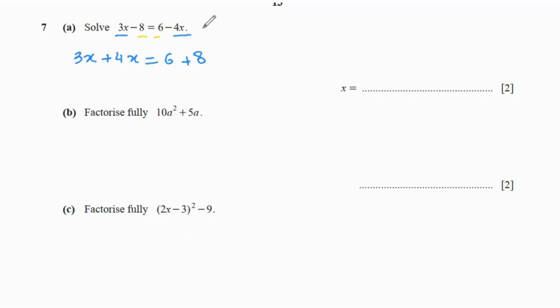Whenever we move terms from one side to the other, their sign changes. So if it's positive, it becomes negative and vice versa. And if they're being multiplied, they divide on the other side. 7x equals 14, x equals 2.